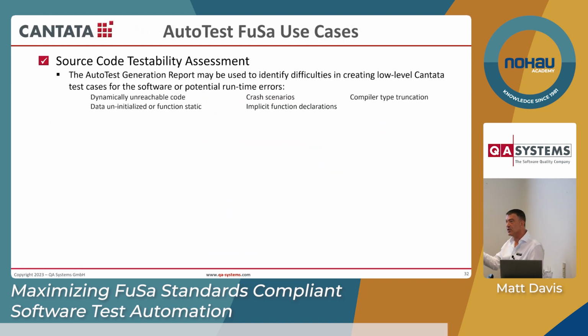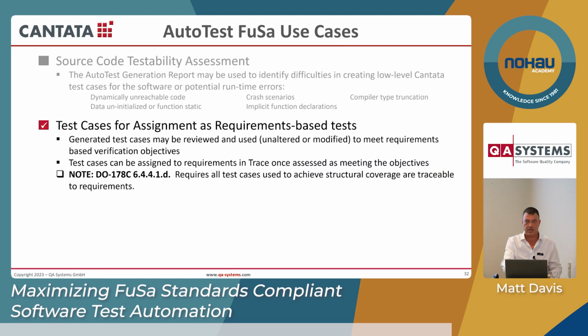So some use cases specifically for FuSA. The first thing you can do, run this on your code and it will tell you if it's testable. It will tell you if there's dynamically unreachable code or crash scenarios that we will not use, because you are trying to create a test that proves the code does what it does. It's not designed to make the code fall over. It's not robustness testing.